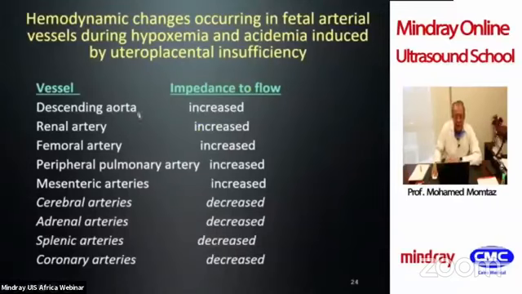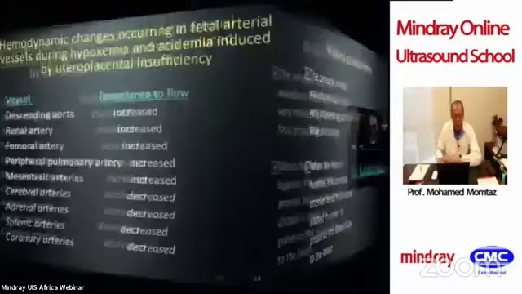resistance in the descending aorta, in the renal artery, in the femoral artery, in the peripheral pulmonary artery, in the mesenteric artery, because all these organs are not essential to the fetus, so it will have more resistance to spare the more important organs. The cerebral artery, the adrenal artery, the splenic artery, and the coronary artery will all have decreased resistance in a trial to preserve oxygen and blood flow to these important organs.